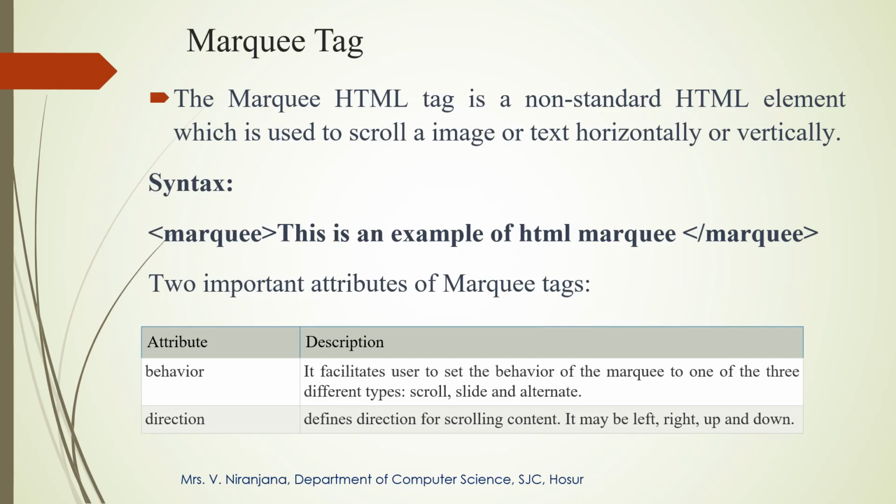Next, we will look at the marquee tag. It is one of the interesting tags. The marquee HTML tag is a non-standard HTML tag element which is used to scroll an image or a text horizontally or vertically in a web page. In simple words, you can say that it scrolls the image or text up, down, left or right automatically. The marquee tag was first introduced in early versions of Microsoft's Internet Explorer.